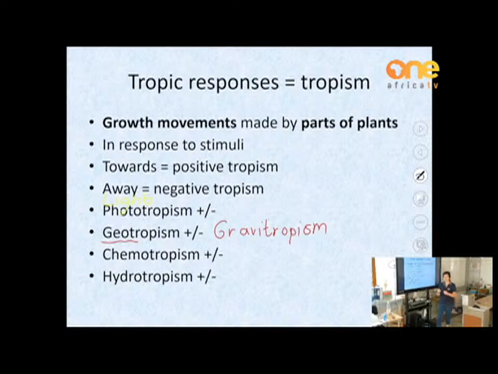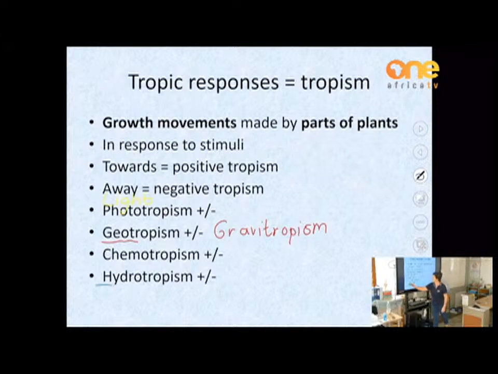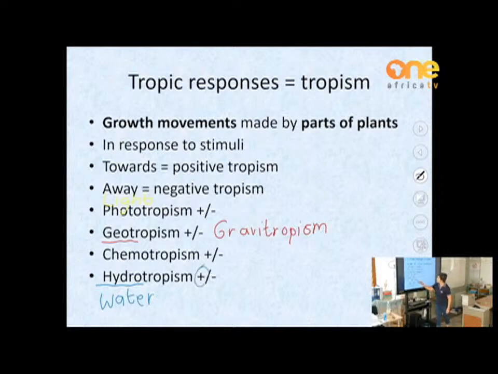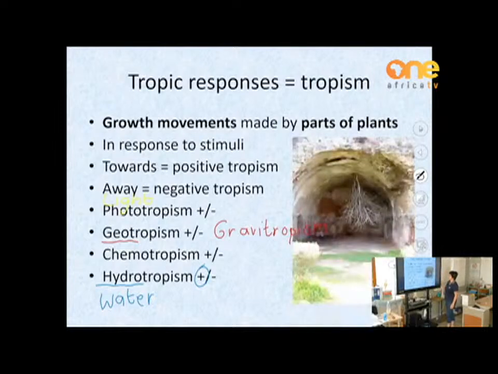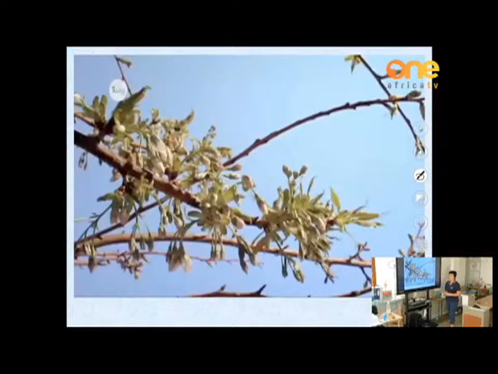Chemotropism is when we have a stimulus of a chemical substance, and the part of a plant is stimulated to either grow into that direction or grow away. Hydrotropism, of course, will be water, and we will also find the roots to be positive hydrotropic and the shoots to be negative hydrotropic. So we are going to look at a video now that explains to us the whole sense of tropism.